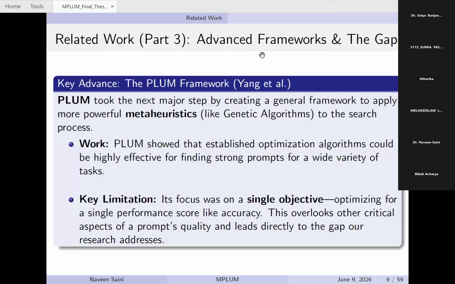Now on this idea, where we are dealing with this search problem, there is a framework called the PLUM paper: Prompt Learning Using Metaheuristic. I think it was released in 2024 or 25, I'm not sure. But it took a major step by creating a general framework to apply more powerful metaheuristics. Metaheuristic approaches are random search algorithms. An example of a metaheuristic is the genetic algorithm.